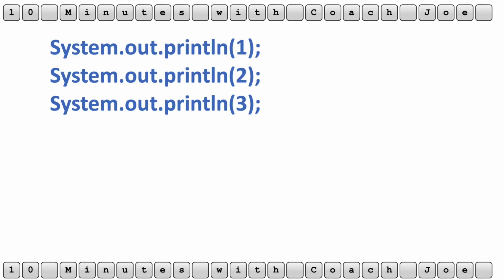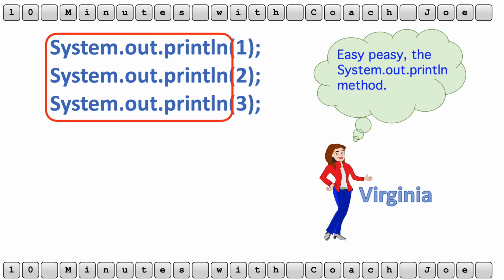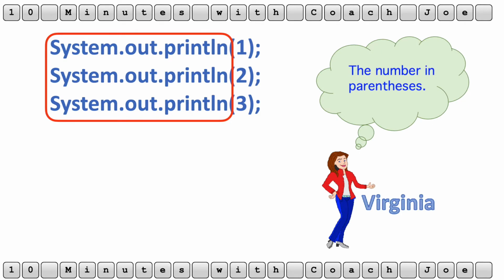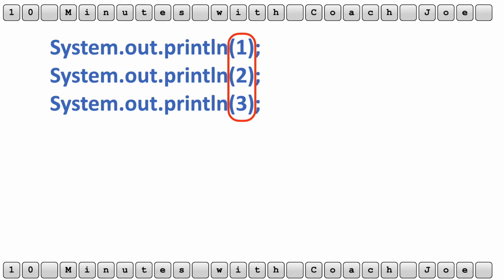Let's say we want to output the numbers 1, 2, and 3. We started with these 3 lines of code. Tell me something similar that all 3 lines have in common. Correct. They all call the same method. Now, tell me something that is different on all 3 lines. Correct. The output value in parentheses is the only thing that is different from each line. So, is there a way to make the number in parentheses the same for each line?